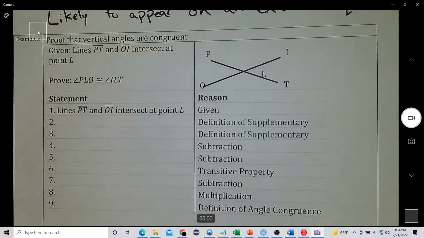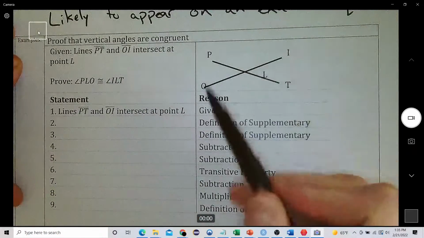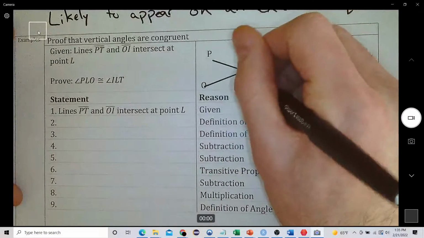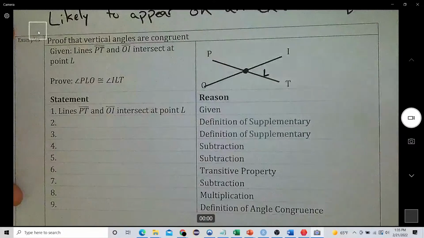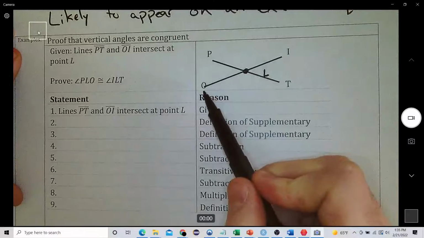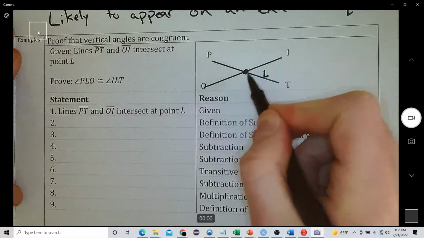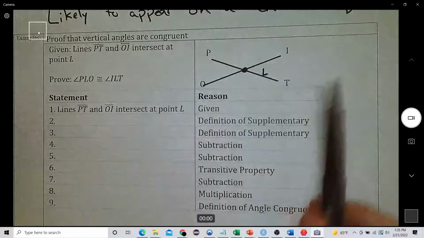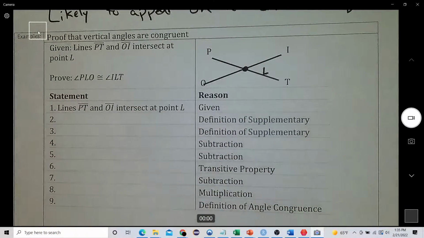So, here's what I want right now. I want you guys to have the given and the proof and this little diagram here, and then we'll start talking. What does the given say? The given says lines PT and OI intersect at point L. Point L is here, by the way. I know it's a little weird. That's point L. So this is line PT, this is line OI, and they intersect over here at point L. Once you guys have the given and the prove in this little diagram, I'm going to start talking about the statements.